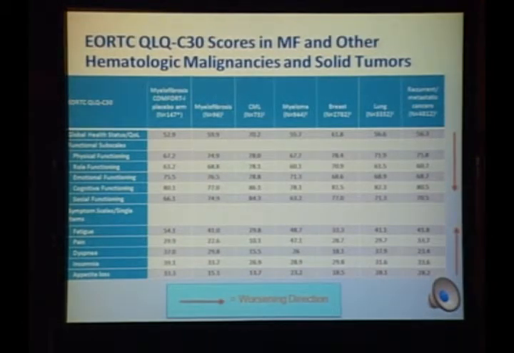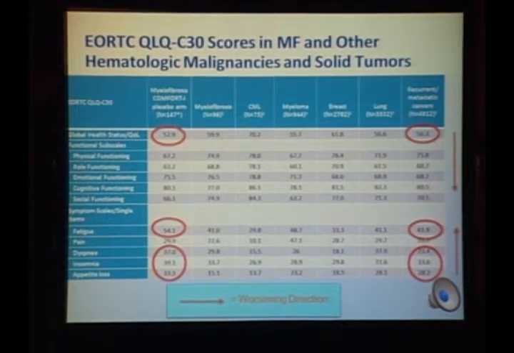Now what about quality of life? When we analyze the COMFORT-1 trial, in which we compared ruxolitinib to placebo, we saw that those in the placebo arm had a quality of life, fatigue, dyspnea, insomnia, and appetite loss that were worse than those individuals who have recurrent or metastatic cancers.